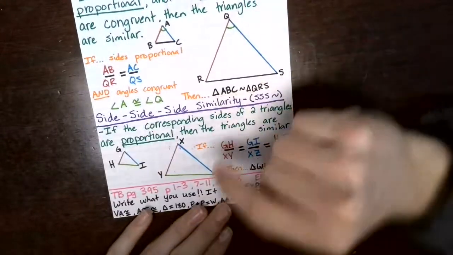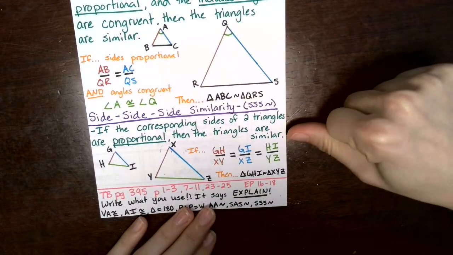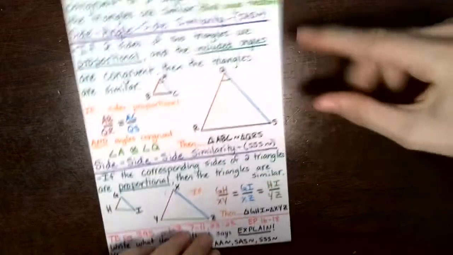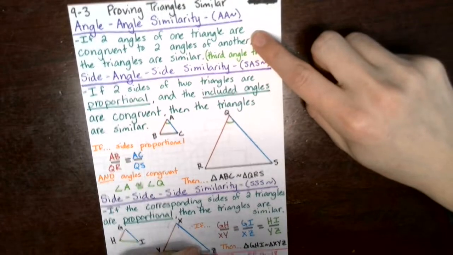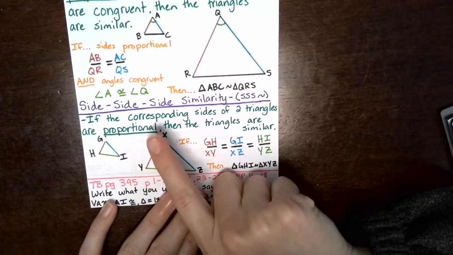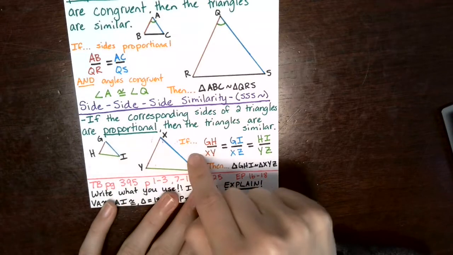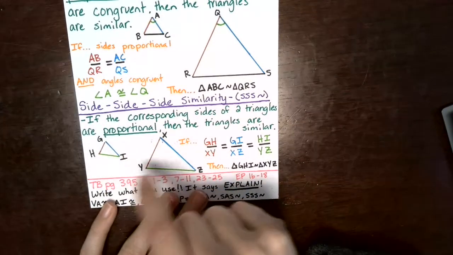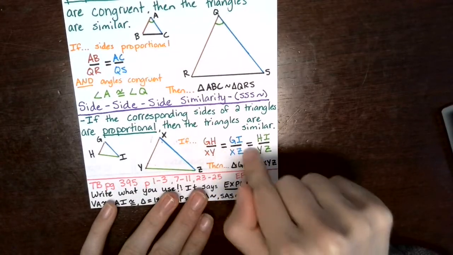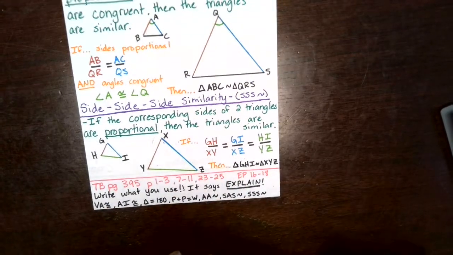Okay? Now let's look at side-side-side similarity. Same idea. Remember, we need all the angles congruent and all the sides proportional in 2 similar figures. So this is the only one that mixes them. This one shows the angles congruent. This one shows the sides proportional. So if the corresponding sides of 2 triangles are proportional, then the triangles are similar. That means if GH is to XY, as GI is to XZ, and HI is to YZ, we would need all 3 of these to equal the same scale factor, equal the same thing after we reduce them, then the triangles are similar, okay?